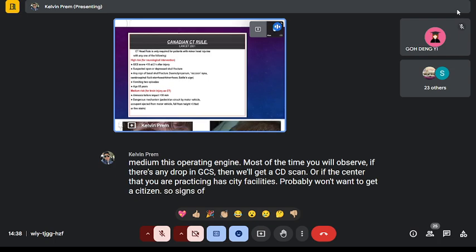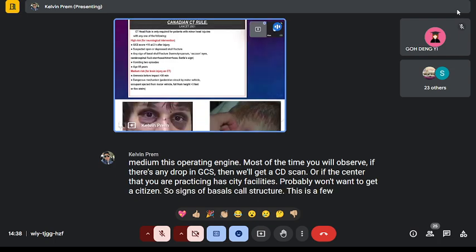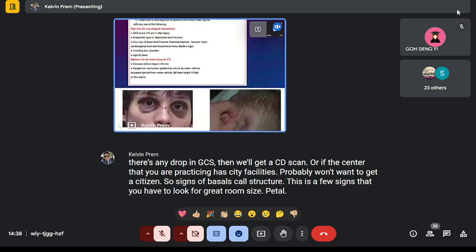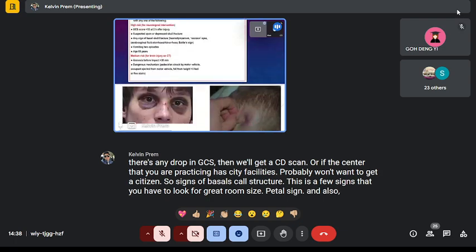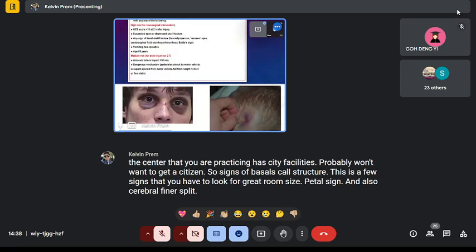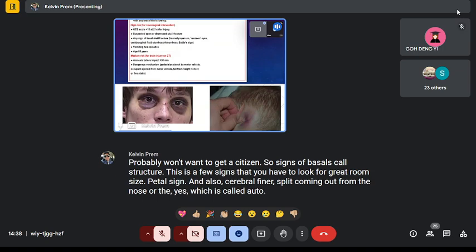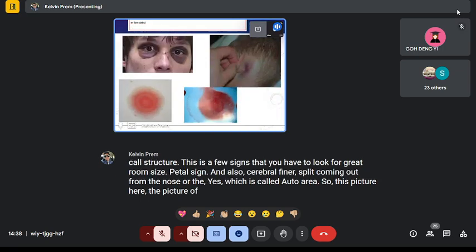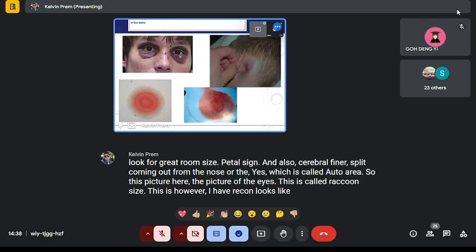So, signs of basal skull fracture. These are the few signs that you have to look for: raccoon's eyes, Battle sign, and also cerebrospinal fluid coming out from the nose or the ears, which is called rhinorrhea or otorrhea. So this picture here, the picture of the eyes, this is called raccoon's eyes. This is how the eyes of a raccoon look.